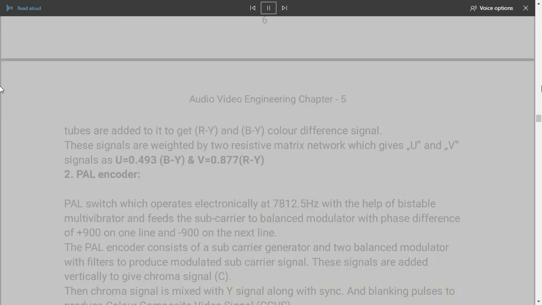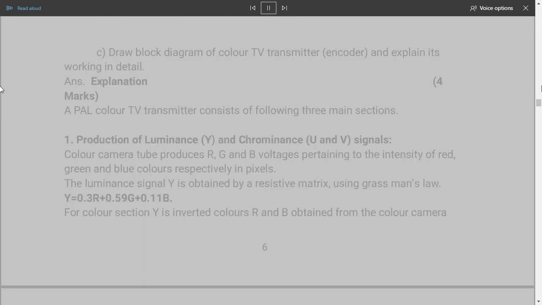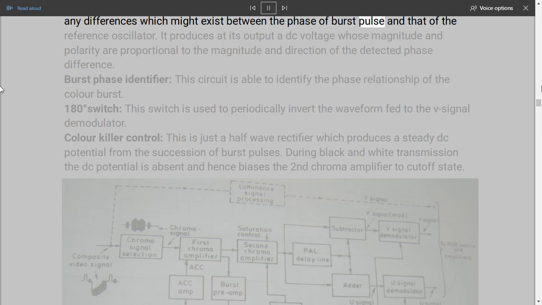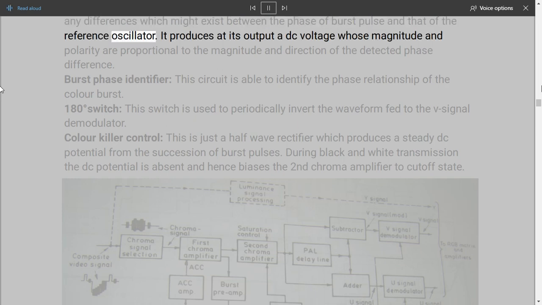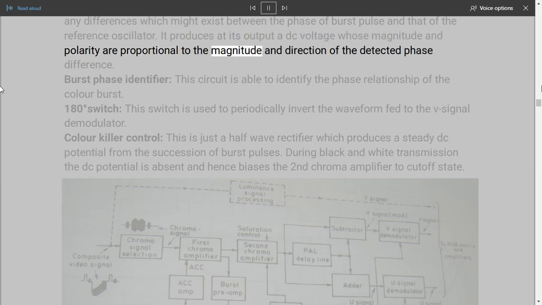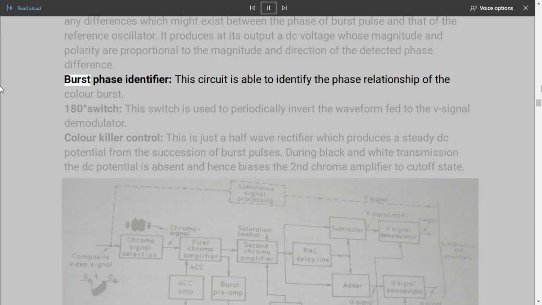any differences which might exist between the phase of the burst pulse and that of the reference oscillator. It produces at its output a DC voltage, whose magnitude and polarity are proportional to the magnitude and direction of the detected phase difference. Burst phase identifier: this circuit is able to identify the phase relationship of the color burst.